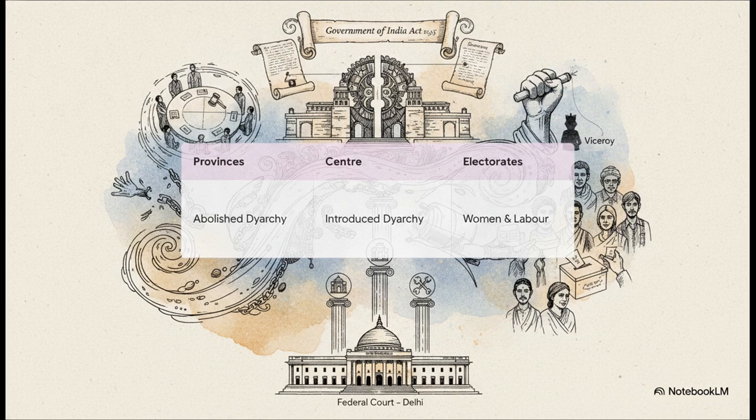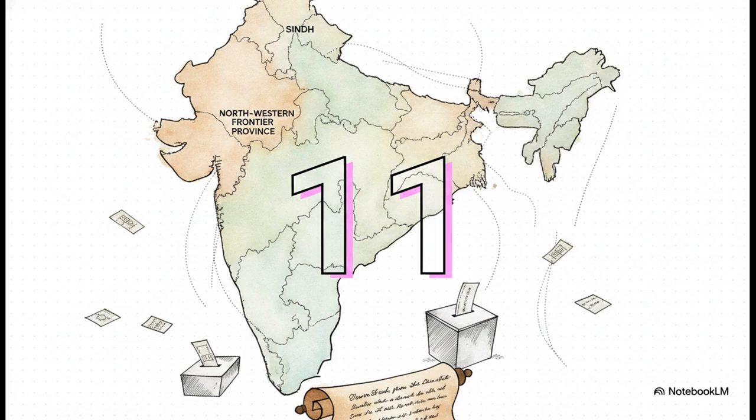It separated powers into federal, provincial, and concurrent lists, yet kept the ultimate residuary powers firmly tucked away in the hands of the viceroy. On top of that, it expanded separate electorates to include women and labor unions and established a federal court in Delhi. The really crucial takeaway here is that this act created 2 brand new provinces, Sindh and the Northwestern Frontier Province. That brought the total to exactly 11 provinces, 9 existing plus 2 new equals 11. And that number perfectly tees up our next phase, the electoral battlefield.